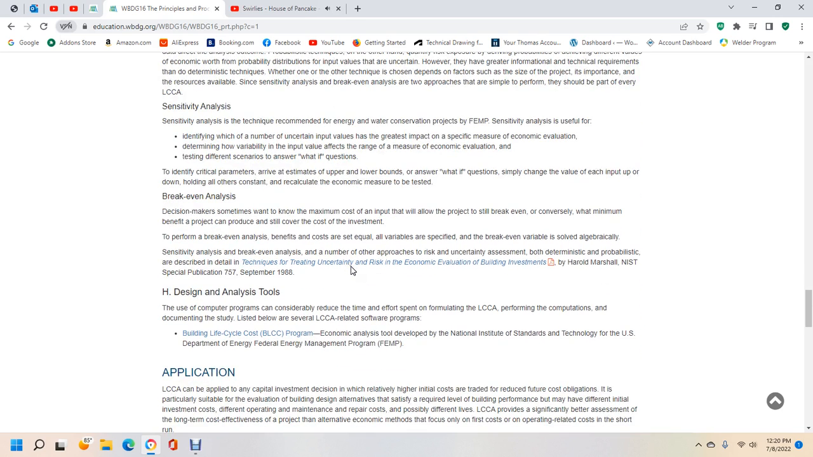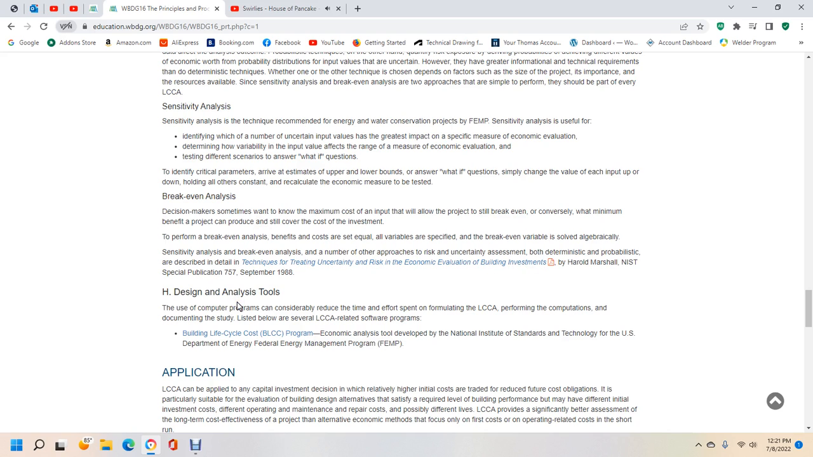Break-even analysis: decision makers sometimes will want to know the maximum cost of an input allowed for the project to break even. Conversely, the minimum benefit the project must produce and still cover the investment cost. The break-even benefit or cost equals the variable specified, with the break-even variable solved for algebraically. Sensitivity analysis and break-even analysis are among a number of approaches to risk and uncertainty assessment, both deterministic and probabilistic, describing techniques for treating uncertainty, risk, and economic evaluation of building investments.